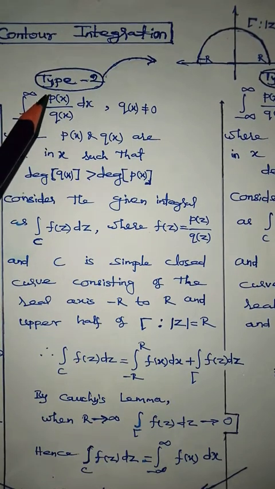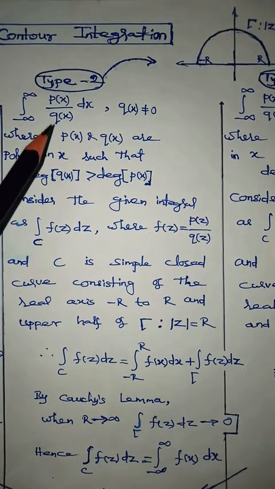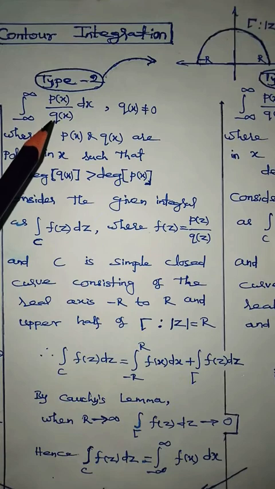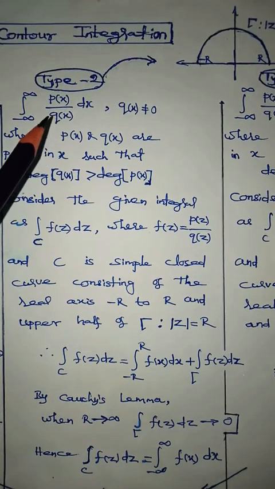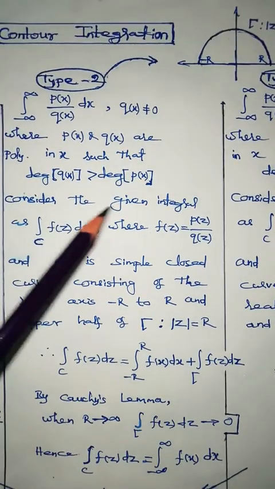Similarly, if the degree of p of x is 5, can you guess what is the degree of q of x? 5 plus 2, at least 5 plus 2. What is 5 plus 2? 7, 8, 9, whatever it is, but at least 7. So this is the condition in second type problems.